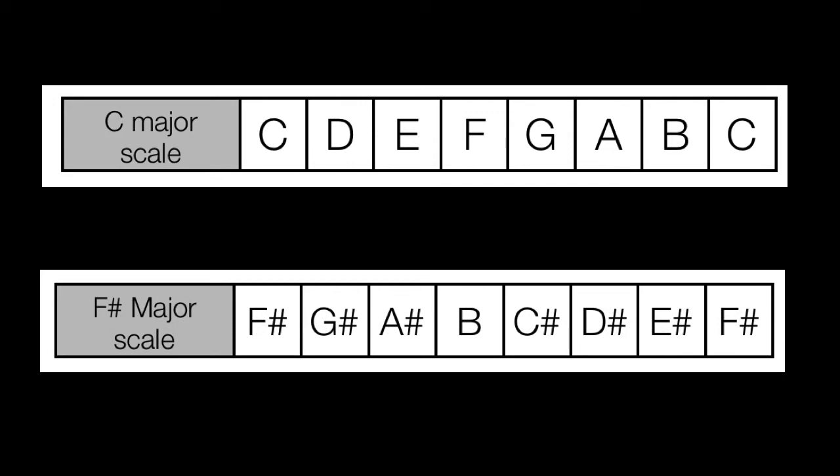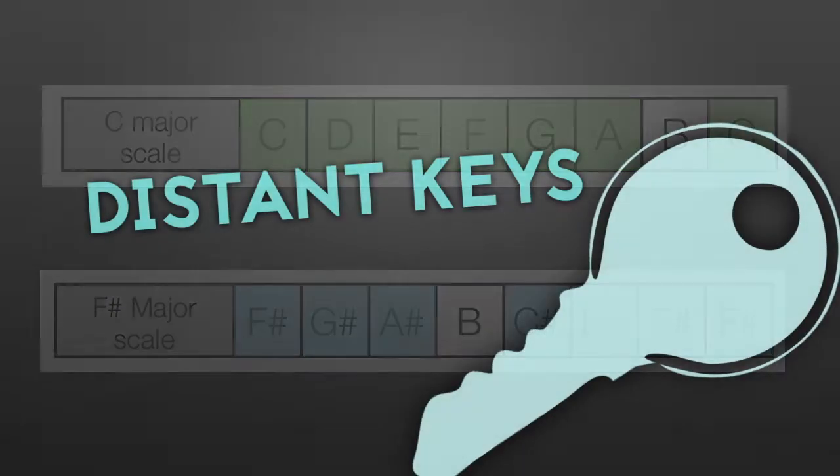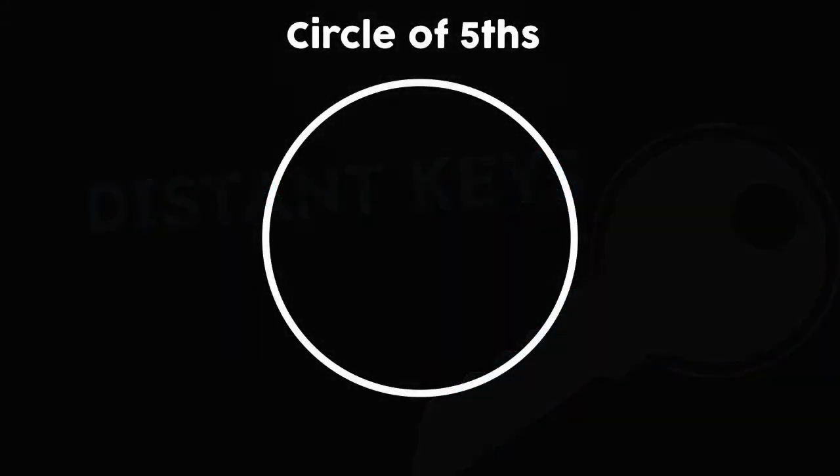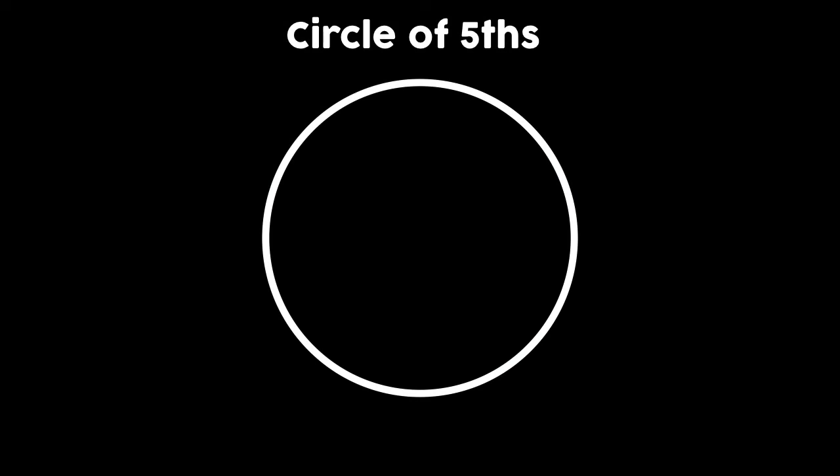C major and F sharp major are really different. They only share one note. These are more distant keys. One way of showing which keys are more distant than others is by drawing a circle of fifths. The closer together they are on the circle, the more related they are.